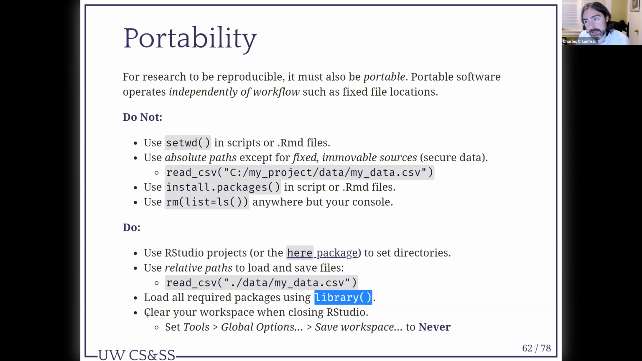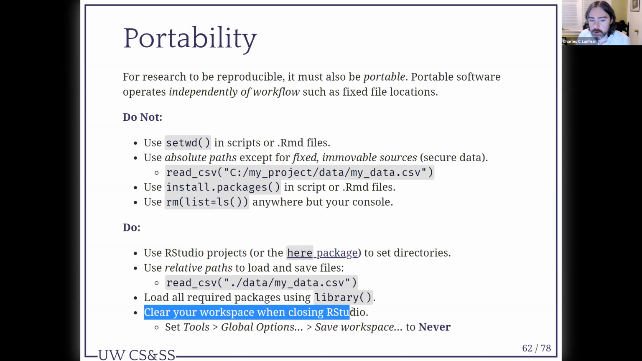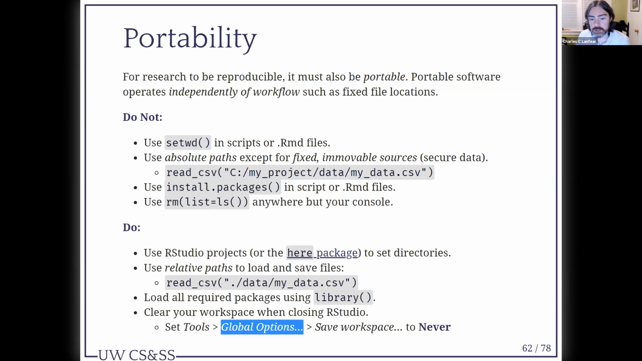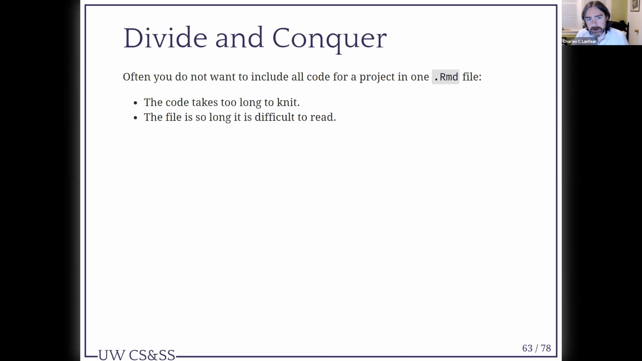And additionally, this is a good thing to do, clear your workspace whenever you close RStudio so you don't accidentally use objects from your environment that are not loaded when you run the project. So in Tools, Global Options, Save Workspace, set it to Never. RStudio should delete everything that is loaded every time you close it so it opens up fresh every time. This enforces reproducibility. Okay, moving on.